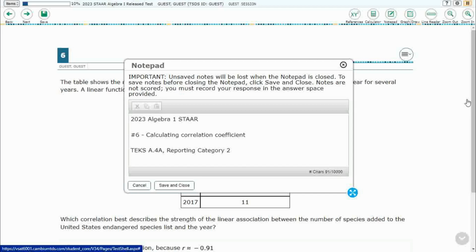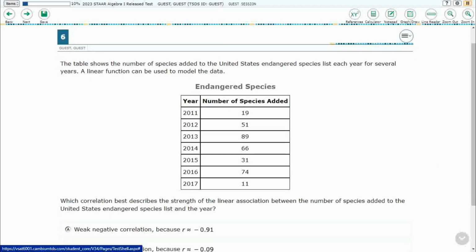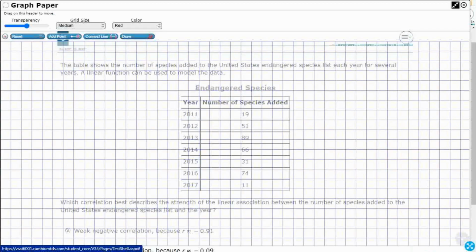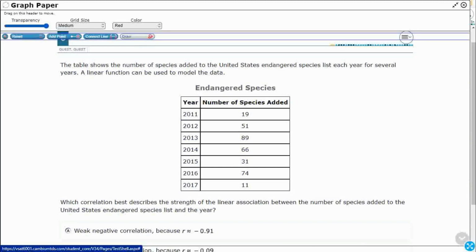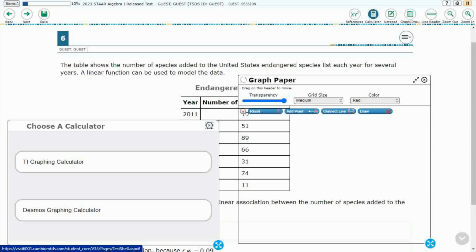So on to number 6, we are looking at calculating correlation coefficient. This is TEKS 8.4a in reporting category 2. Now this is a difficult one because we are going to have to use a calculator, and there's a little bit of a pathway to get where we want to. So hopefully we notice as we're reading this problem, we have a table, seems like random data. It's asking for correlation, and they do tell you it's a linear association. We're looking for the strength of linear association. So once we find it, we're going to have to interpret it. So let's first at least find our correlation coefficient.